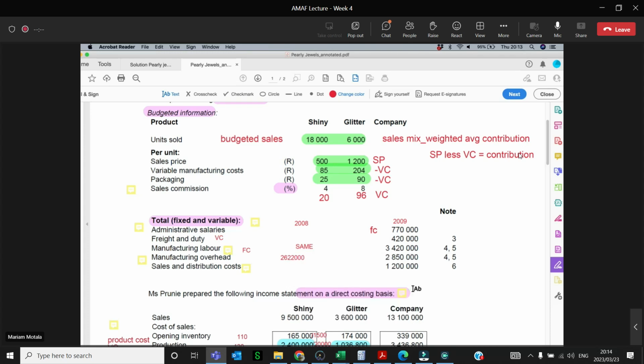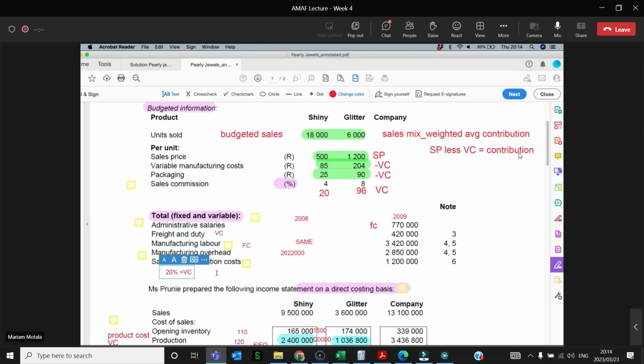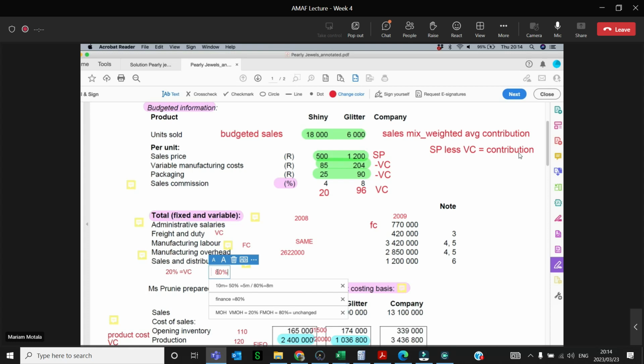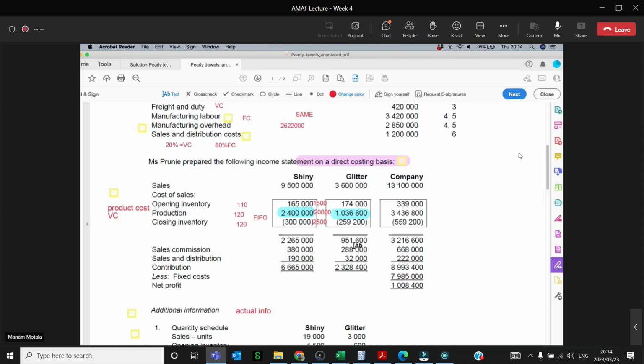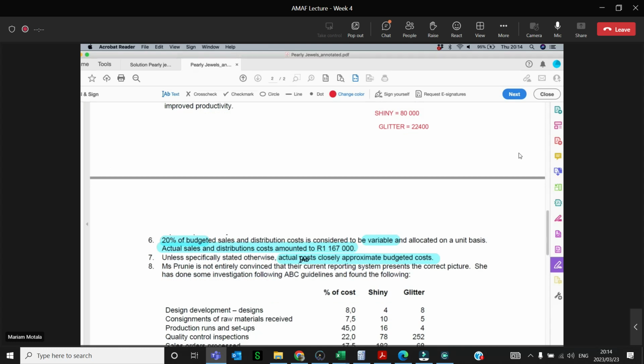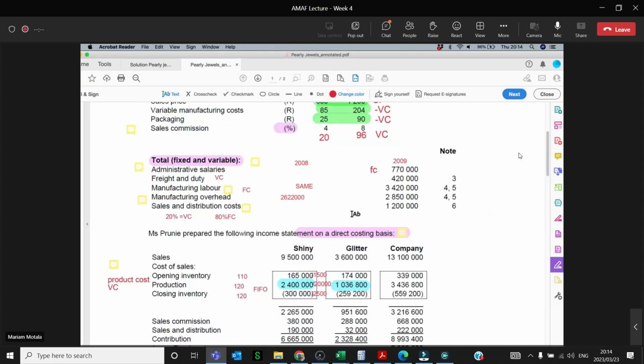In terms of note number 6, the sales and distribution costs, we're told that 20% is a variable cost. So that implies that 80% is going to be fixed. So we know the element or the split between the variable and the fixed component of these costs. We also know what the cost was so that we can determine the overheads in the 2008 period versus the 2009 period. But to complete the read, actual costs approximate budgeted costs.